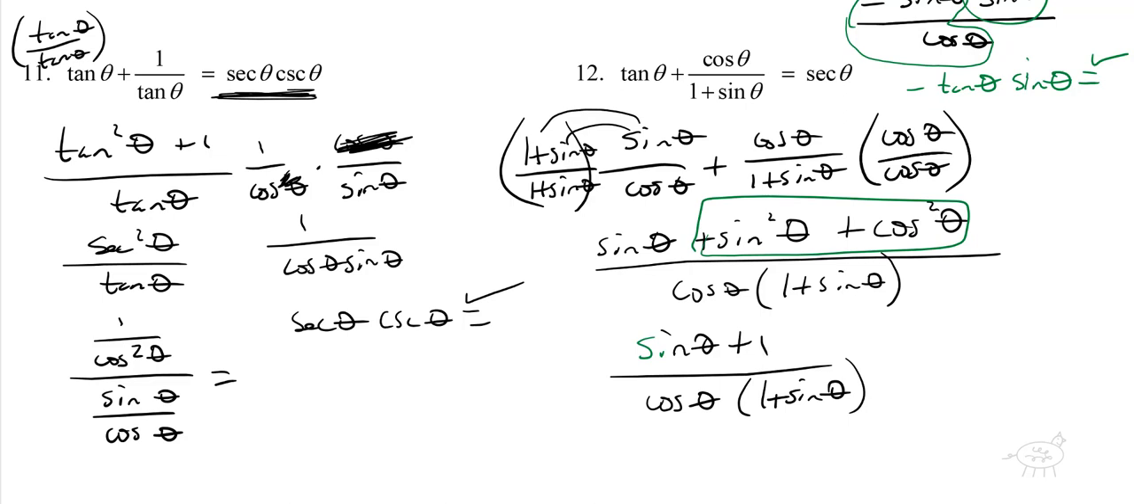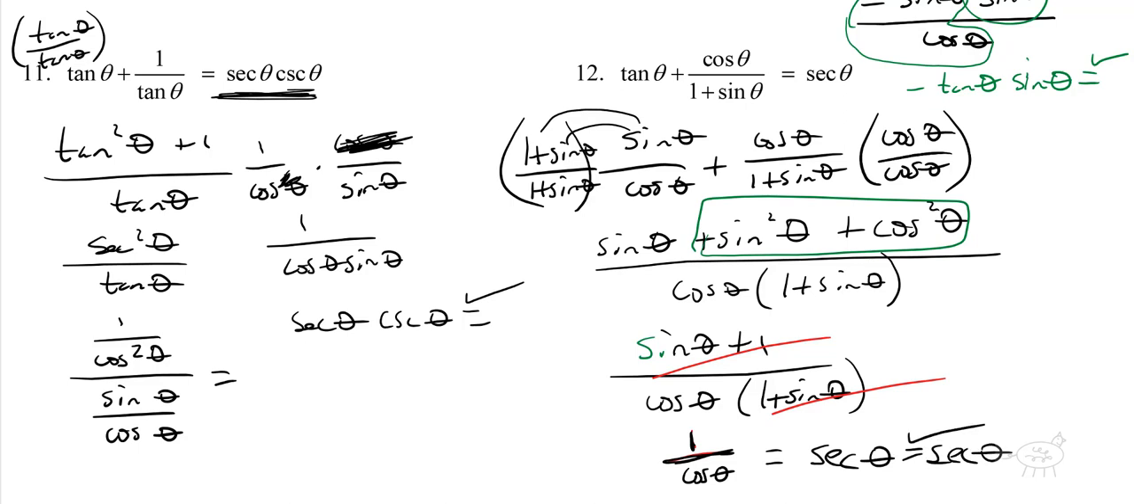Oh, looky there. What cancels? Sine of theta plus 1, sine of theta plus 1. So we just have 1 over cosine of theta, which is secant of theta, and we're done. Okay, so the beauty of these problems, again, they will always work out for you, and if they don't, you made a mistake someplace. Okay?